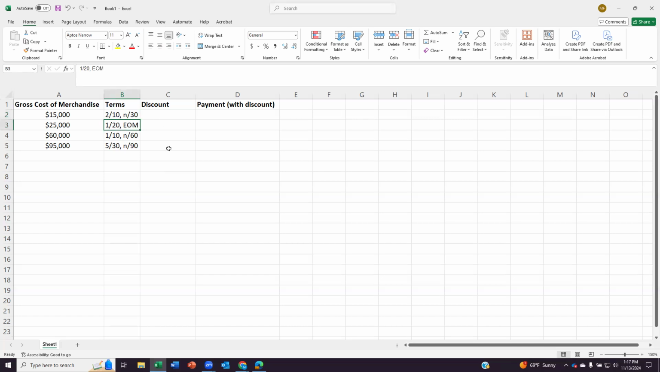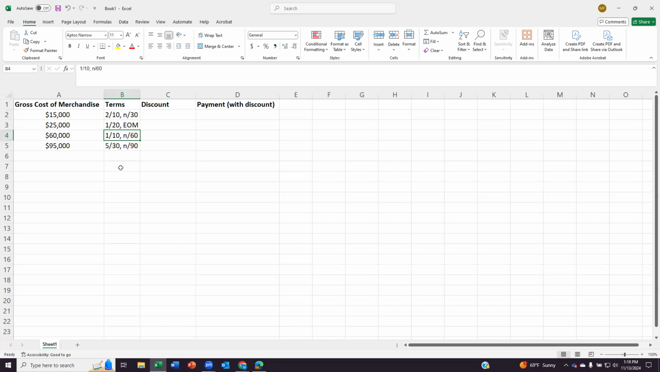The second one, 1/20, comma, EOM, that means a 1% discount if paid within 20 days. If not, it's due by the end of the month. EOM means end of month. The third one, 1/10 N60, or 1/10 net 60 is usually how you hear people say it. That means a 1% discount if paid within 10 days, or the whole amount is due within 60 days.